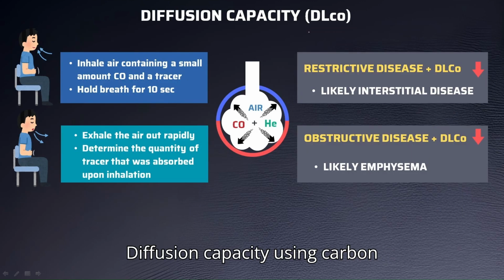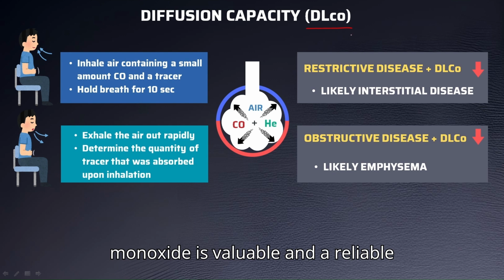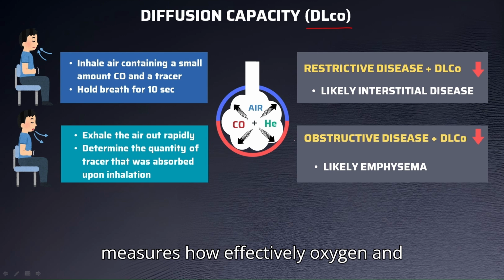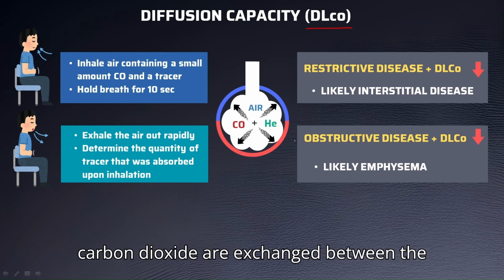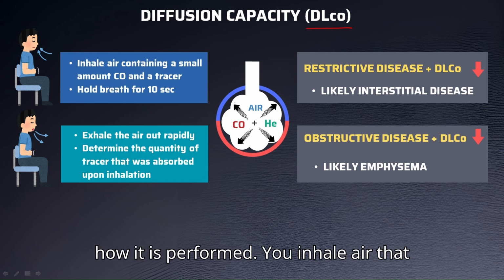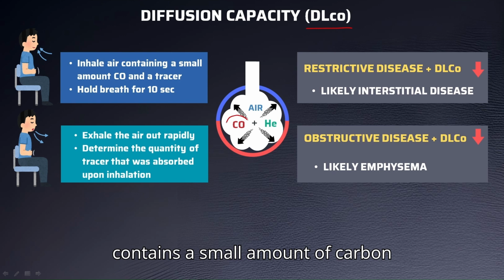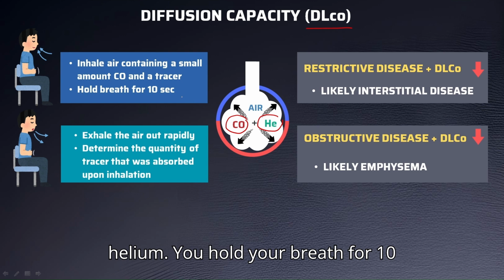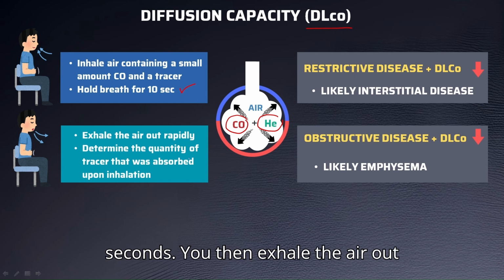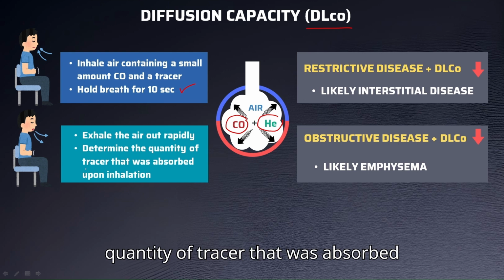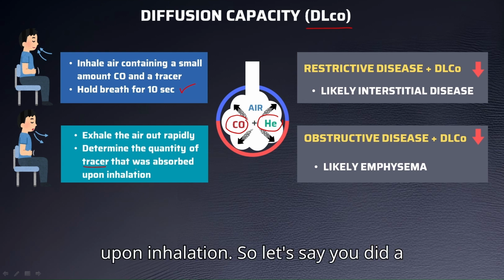Diffusion capacity using carbon monoxide is valuable and a reliable component of pulmonary function test. It measures how effectively oxygen and carbon dioxide are exchanged between the lungs and the bloodstream. And this is how it is performed. You inhale air that contains a small amount of carbon monoxide and a tracer, such as helium. You hold your breath for 10 seconds. You then exhale the air out rapidly, and here we determine the quantity of tracer that was absorbed upon inhalation.